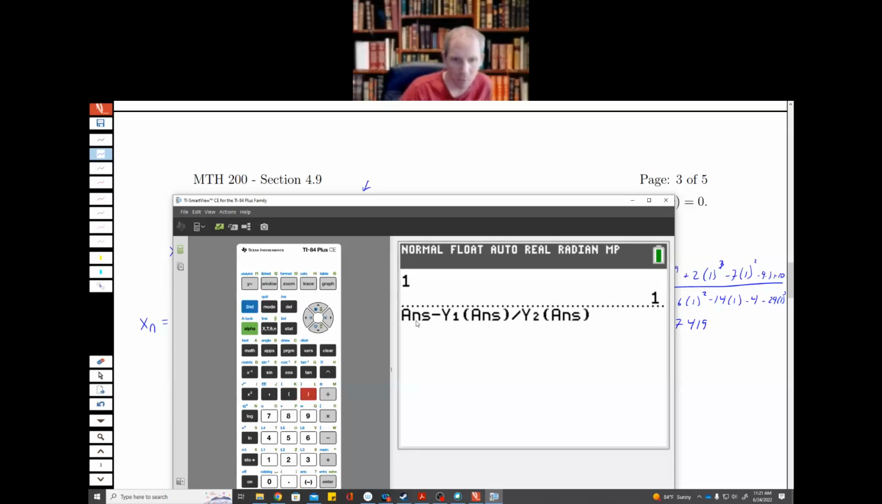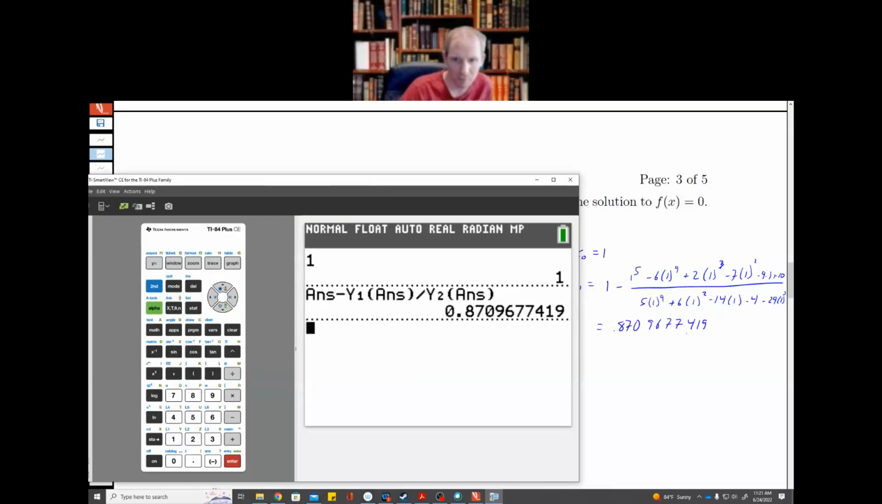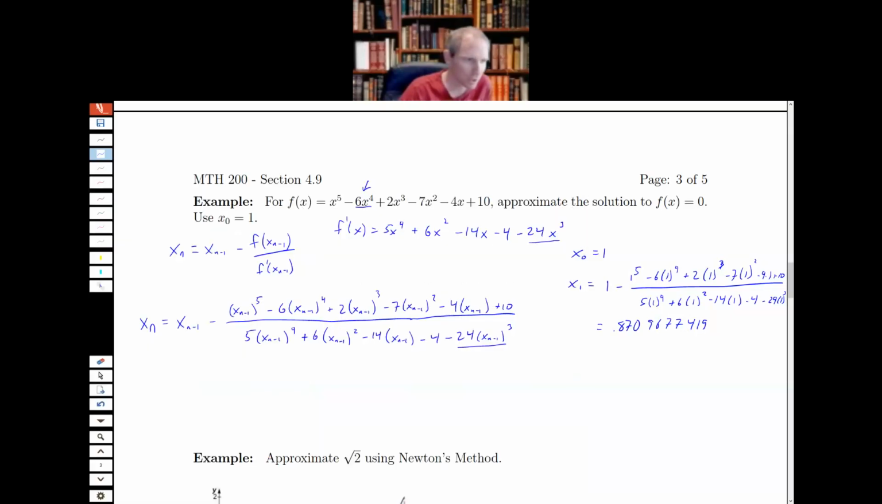Okay, so now I'm going to take 1 minus 1 plugged into the function divided by 1 plugged into the derivative, and I get that 0.87069, right, that we just computed. But if I hit enter again, it's going to do the same thing, except it's going to use this input as my next guess. So that tells me that x2 is 0.8537 and change.